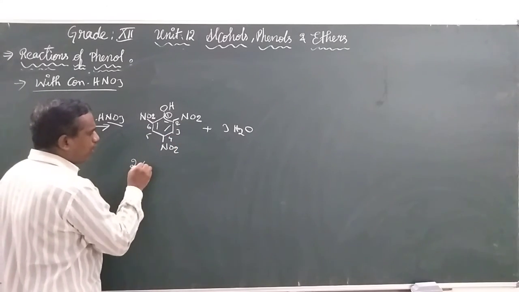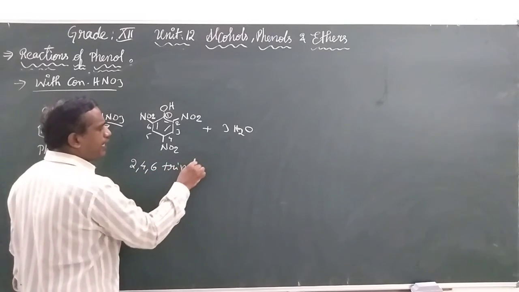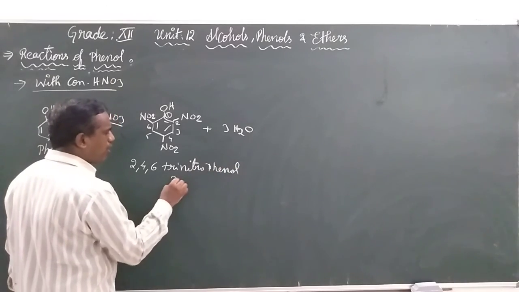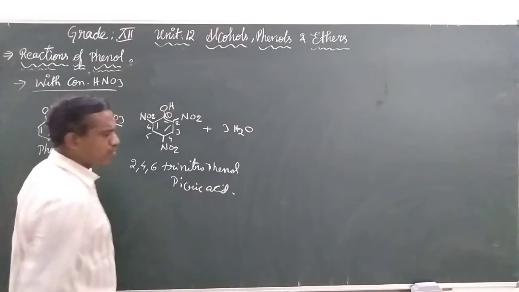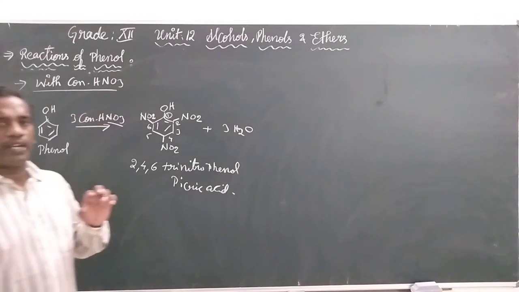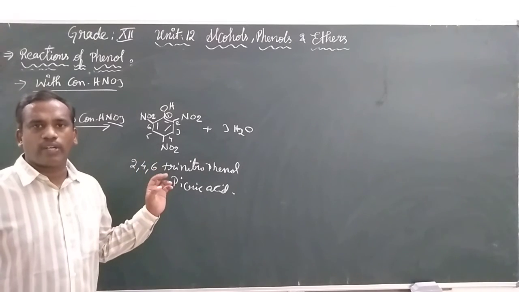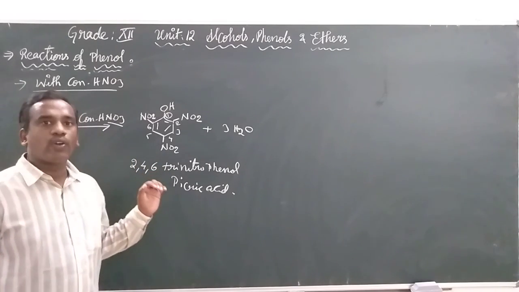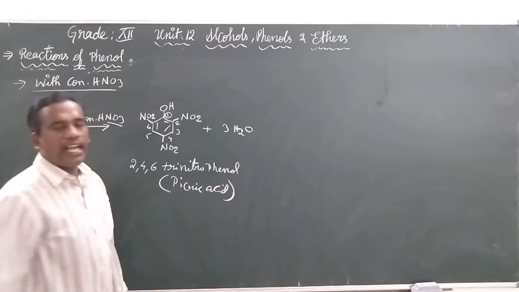So this is called 2,4,6-trinitrophenol, or in short, picric acid. With dilute nitric acid only 2 products are obtained, ortho and para. But with concentrated nitric acid we have a tri-substituted product, called 2,4,6-trinitrophenol, also known as picric acid.